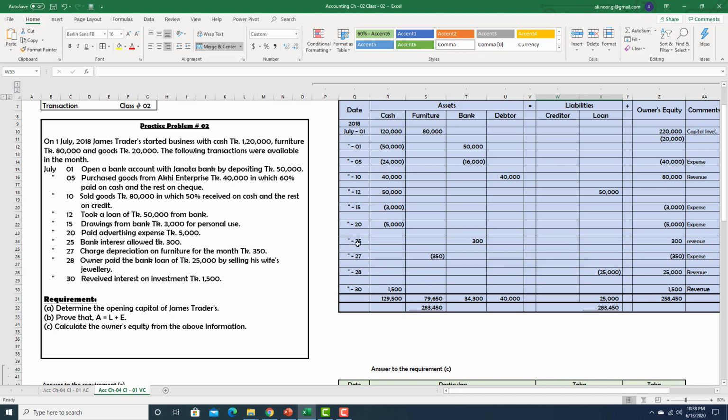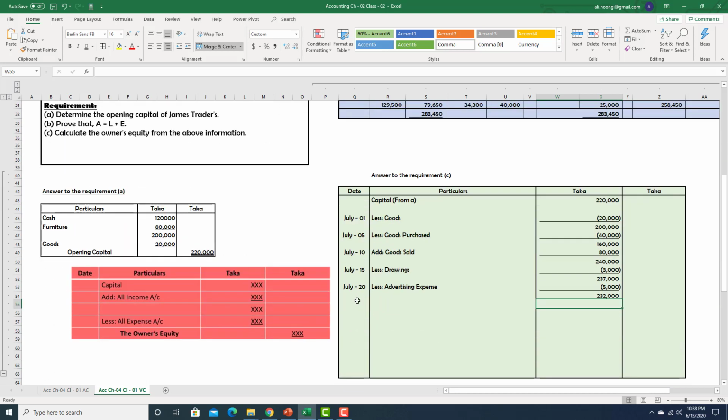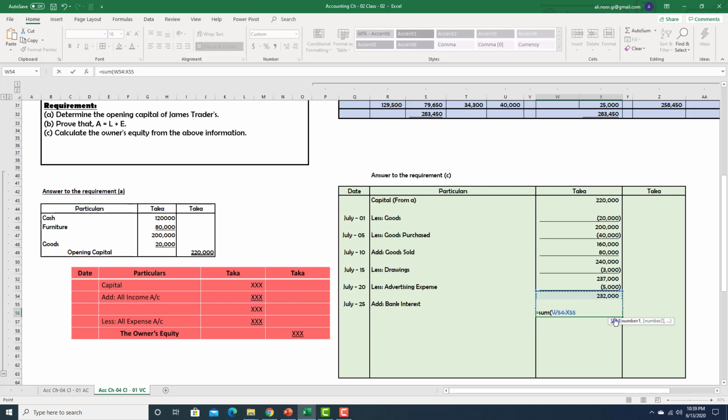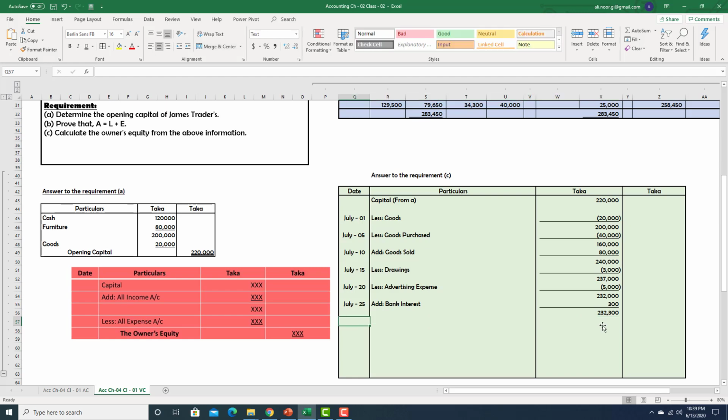Next one, this is 300 taka plus, that means July 25. It will increase the owner's equity. Yes, bank interest. So July 25, add bank interest, and this is 300. Then this is 2,32,300.